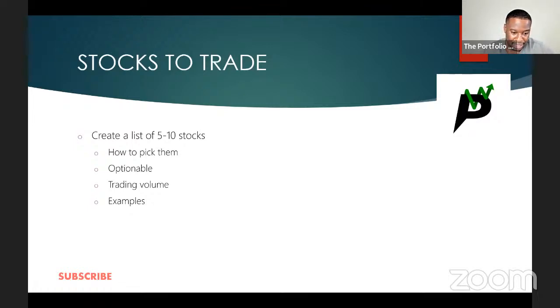So when creating that list, things you want to look at are big cap stocks. And then when it comes to that list of stocks, you want to make sure that it's optionable. What I mean by that is you can't just trade any stock. Some stocks don't have any volume. So things you have to consider are the relative volume and the overall trading volume. You have to make sure that it is optionable.